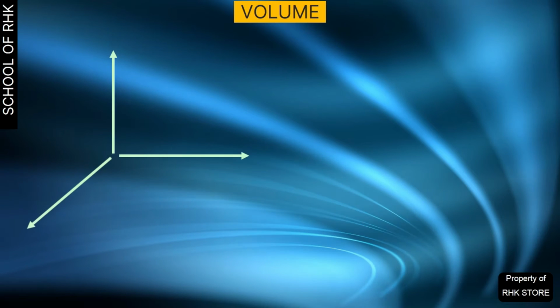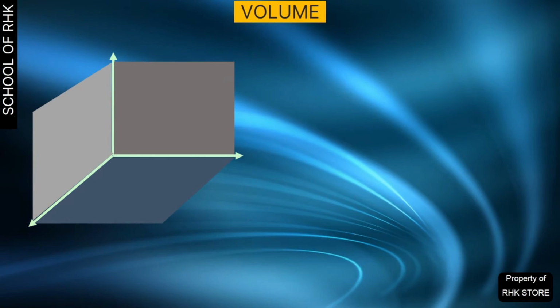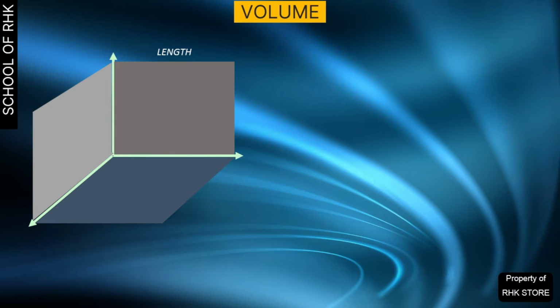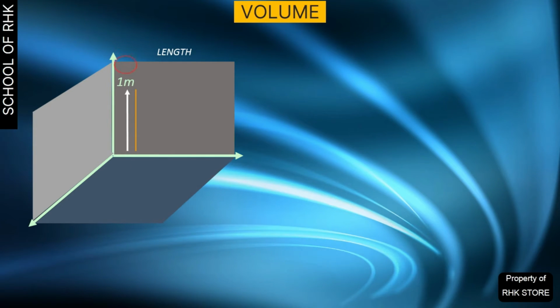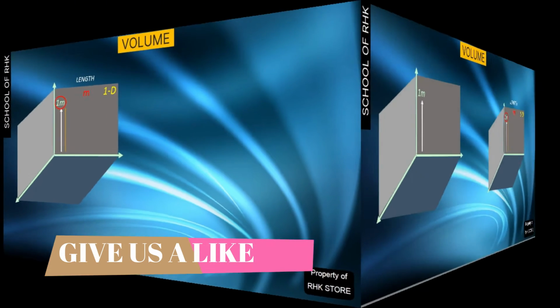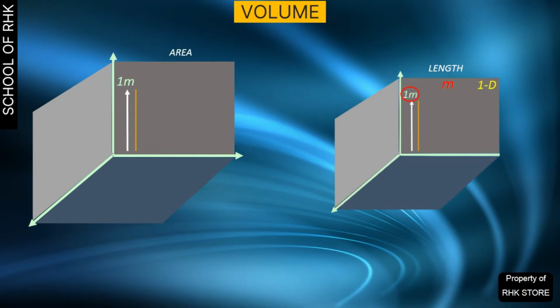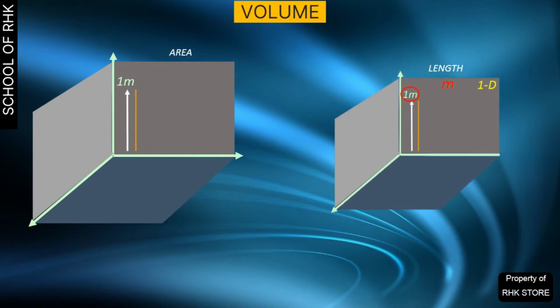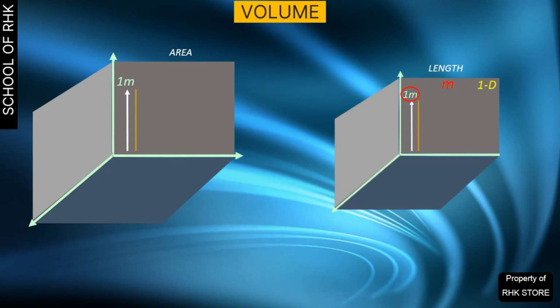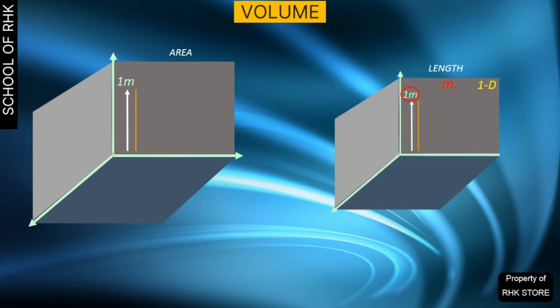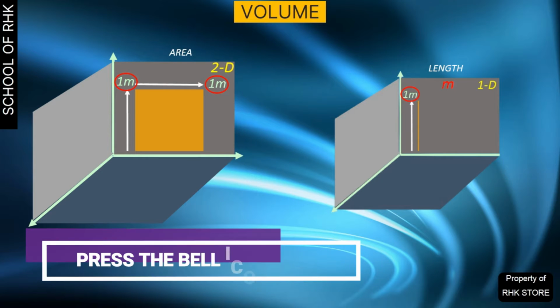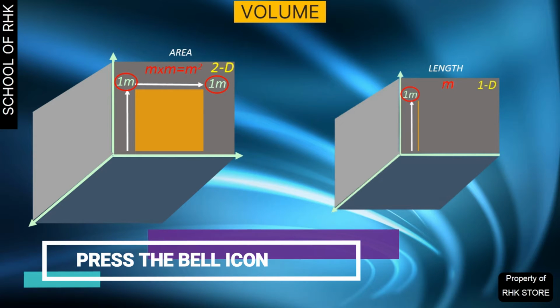We know from our earlier tutorial, what is length in physics, that the SI unit of length is meter. So in one dimension, the unit of measurement is meter. Now, if we recall the tutorial, what is area in physics, we also learned that the SI unit of area is meter squared, as meter is multiplied twice. So in two dimensions, the unit of measurement is squared meter.